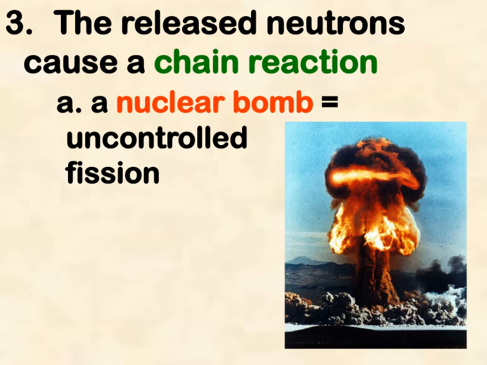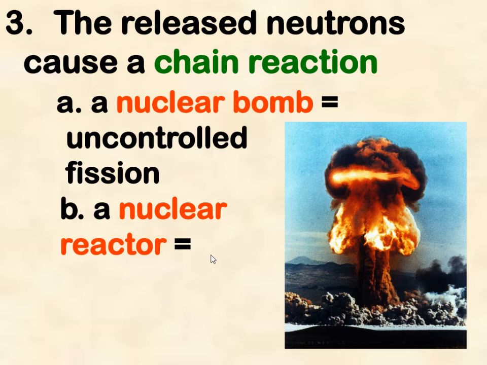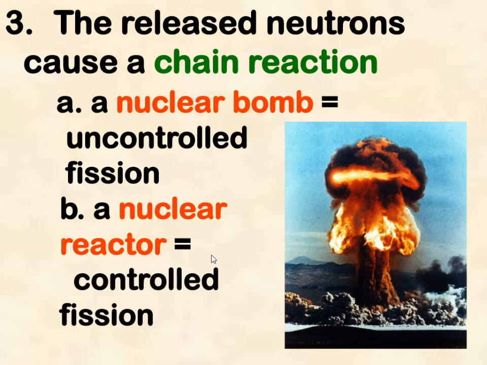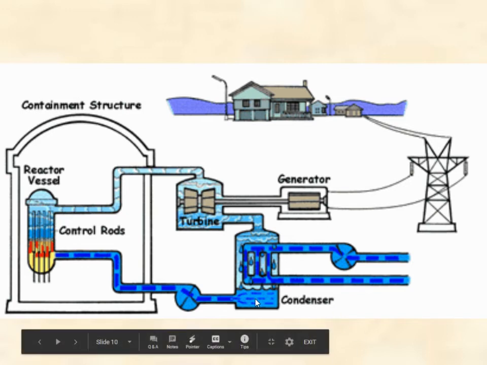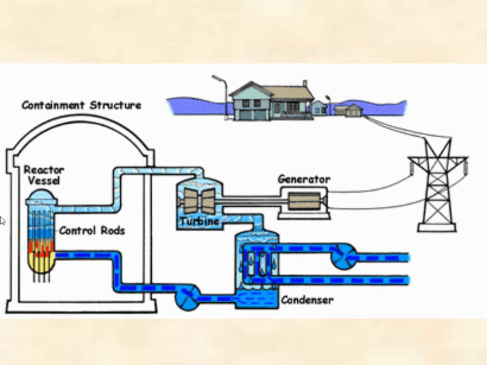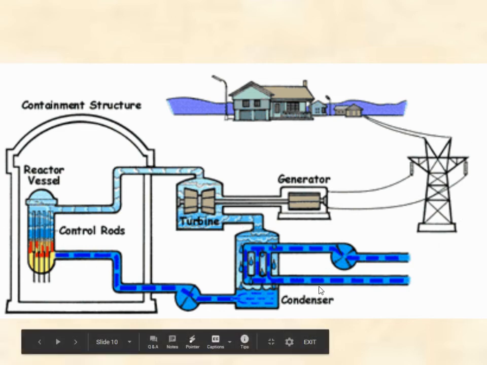And so a nuclear bomb is uncontrolled fission, which means you have such a release of energy that it is exploding outward. So this energy will break apart anything in its path. And then you have a nuclear reactor, which is controlled fission, where everything is in a controlled environment, very safe, and steam is used from this energy to create turbines to create your energy, just like it says right here. So you have your control rods, the turbine moves, generates power, condenser gets rid of that heavy water.